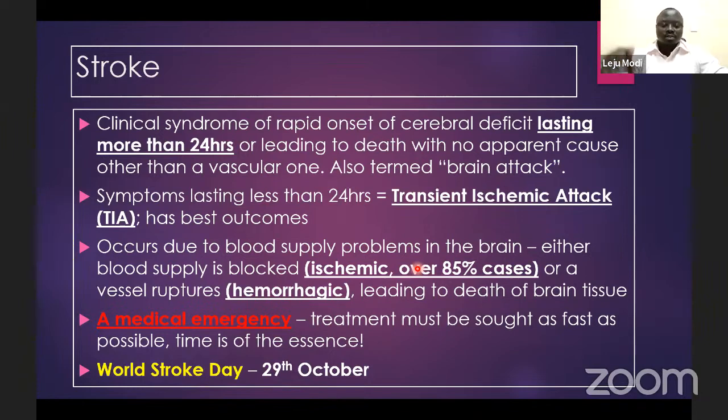So then it resolves, and then it becomes TIA. So a stroke is definitely a medical emergency, treatment must be sought as fast as possible. And the time here really is of the essence. If somebody is able to identify, as we shall see in the next few slides, how to identify a stroke case, even at home, immediately somebody should be able to rush this person to the nearest possible facility, and then the necessary support should be given, at least within the first 1 hour or so. Okay, it's a medical emergency, especially if the patient has not died immediately.